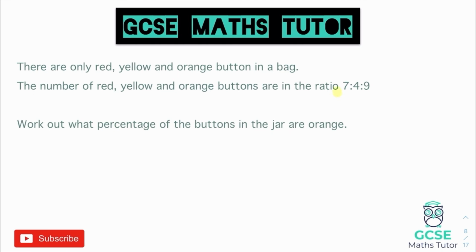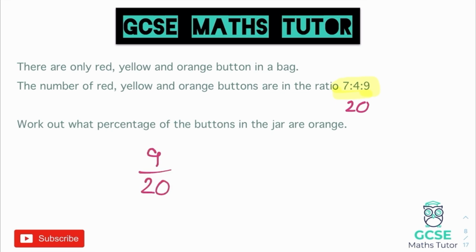First of all, we want to know the total in this ratio. So we've got 7, 4 and 9. Now the total there, if we add them all together, adds up to 20. So if they add up to 20, we could write all of these as a fraction. Now the orange is the 3rd number in the ratio, so the 9. So as a fraction, that would be 9 out of 20.